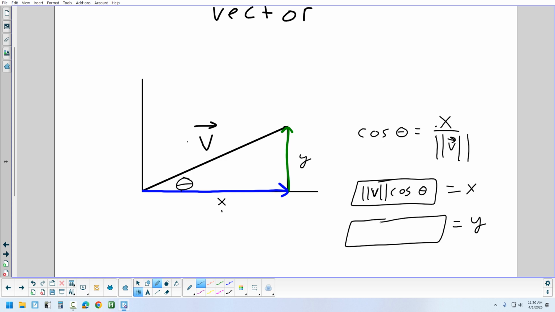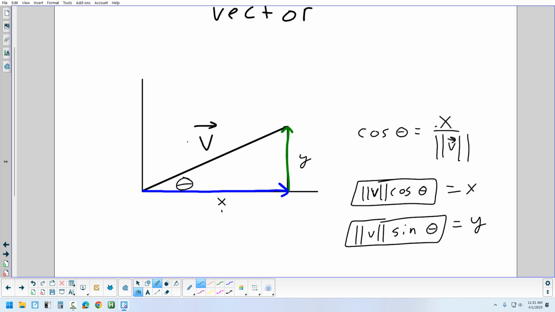The magnitude of vector v times sine theta. The magnitude of the vector times the sine of the angle. Anytime you're breaking a vector up into its components and you want to know the horizontal, it's always cosine. If you want to know the vertical component, it's always sine. And it ends up being hypotenuse in the front of it. Hypotenuse cosine, hypotenuse sine. That's horizontal and vertical.